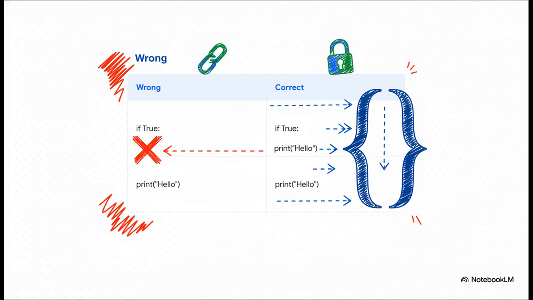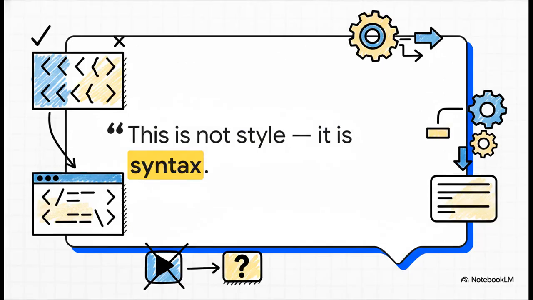It's what creates a block of code. And this quote just brilliantly nails the point. In a lot of other languages, how you indent your code is just for looks. It's a matter of style. In Python, it is the syntax. The language literally requires it to understand the structure of your program. Get the indentation wrong, and your code simply will not run, period.